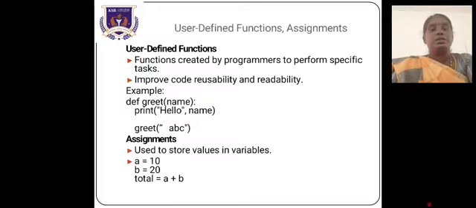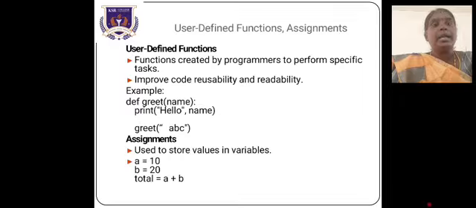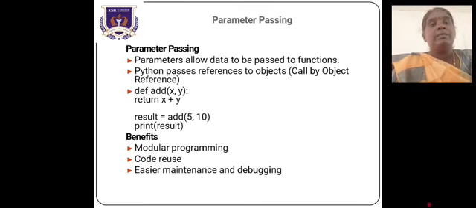User defined functions. Functions created by programmers to perform specific tasks. Improve code reusability and readability. For example, def greet(name): print("Hello,", name); greet("ABC"). The assignment is used to store values in variables. a = 10, b = 20. total = a + b.